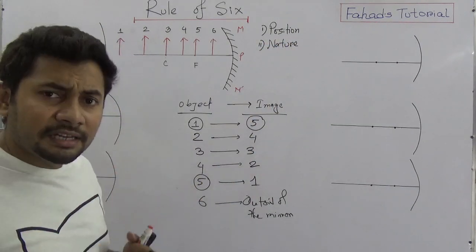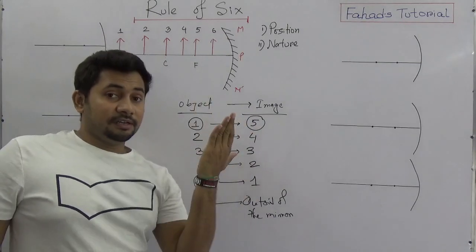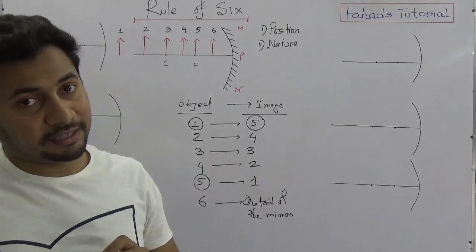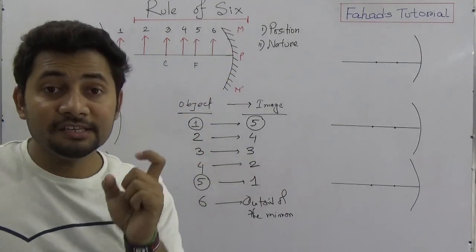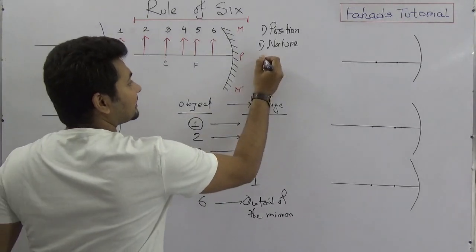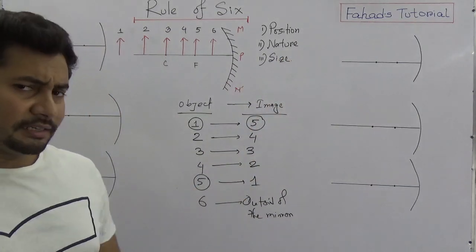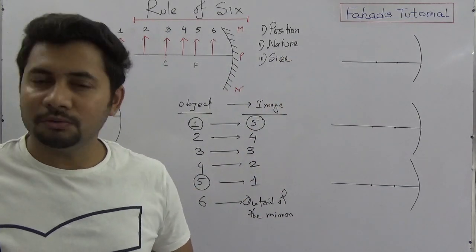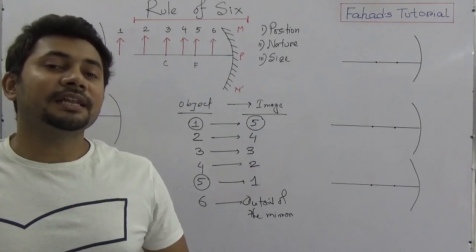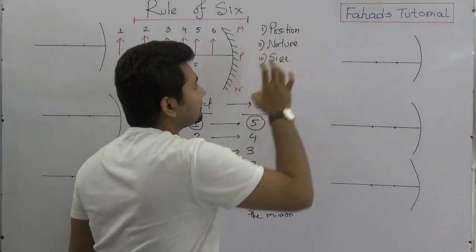Is it a real image or is it a virtual image? If it is real, it is inverted; if it is virtual, it is erect. So the nature of the image is also important. Third is the size of the image. Is it magnified or diminished, or is the image equal to the object? So we have some options when we explain the image.